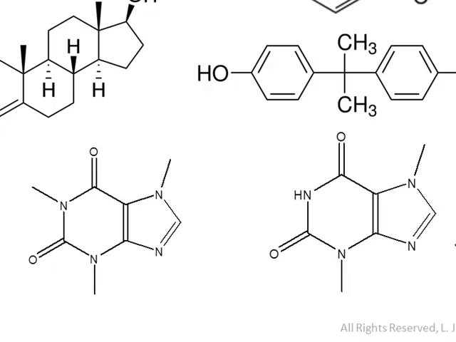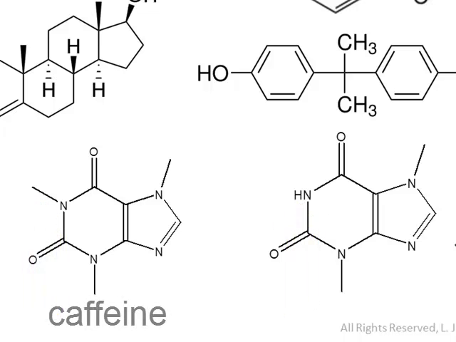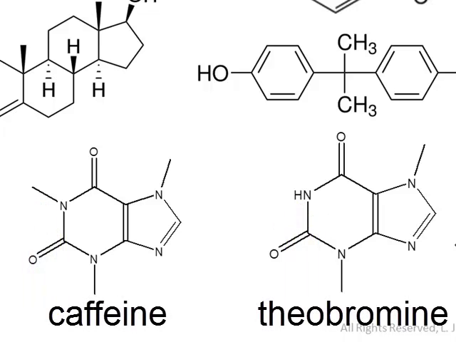What's the difference between these 2 molecules? Well, you might have noticed the molecule on the left has a methyl group attached to the nitrogen, where the molecule on the right only has a hydrogen attached to that nitrogen. These 2 molecules are caffeine and theobromine. Of course, you already know caffeine as being a central nervous system stimulant. It's the compound that's present in coffee, tea, chocolate, and many other compounds that makes you feel alert.